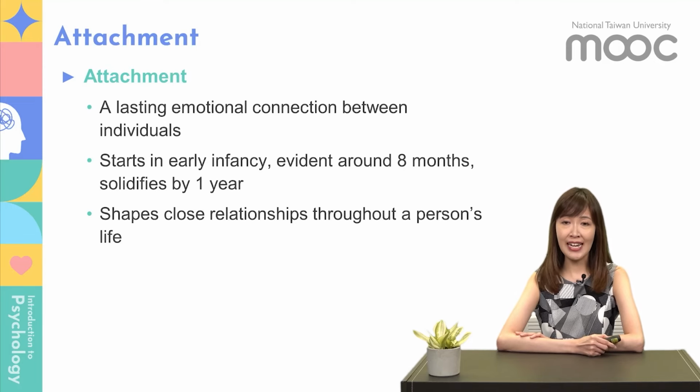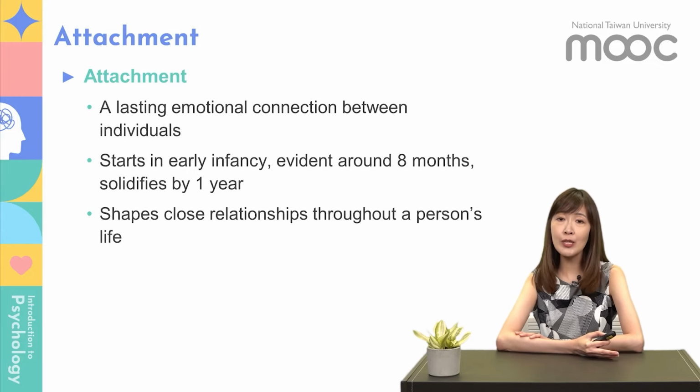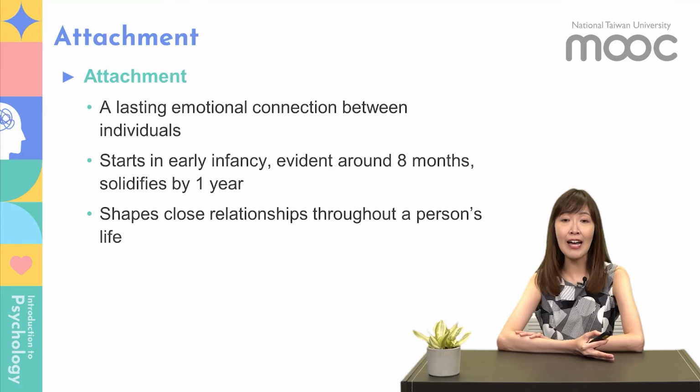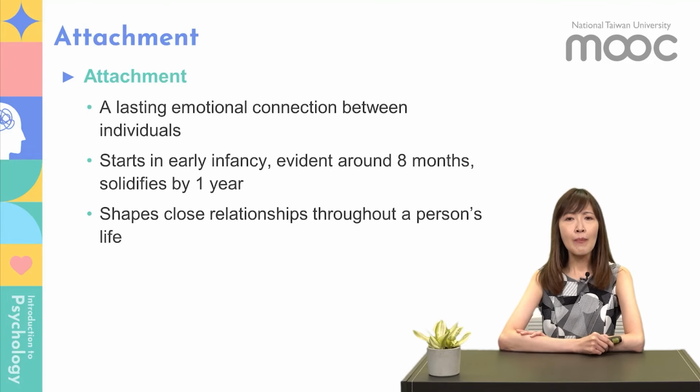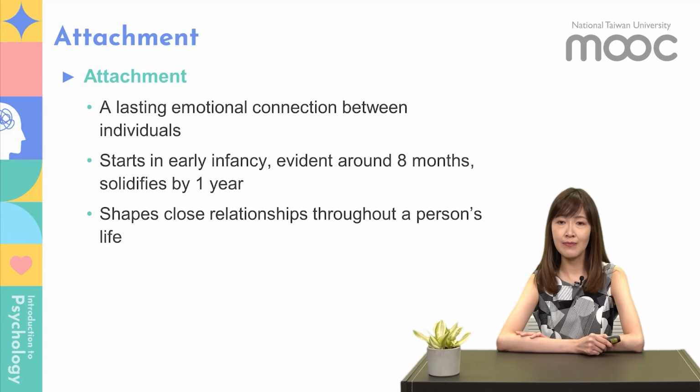Attachment in infancy can influence our life a lot. Studies have found that if we have secure attachment during infancy, we are more likely to have positive relationships with other people as we get older. For example, we will have romantic relationships with our partners later in life if we have secure attachment in infancy. But how do we study attachment?